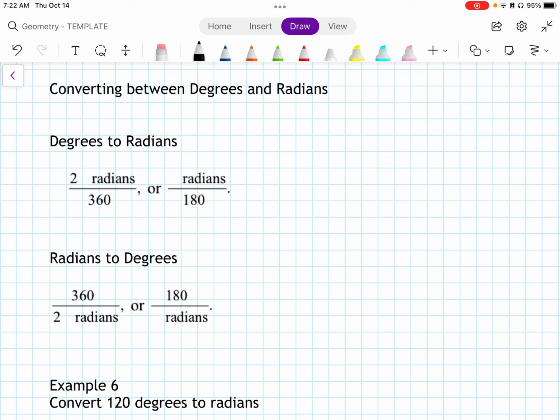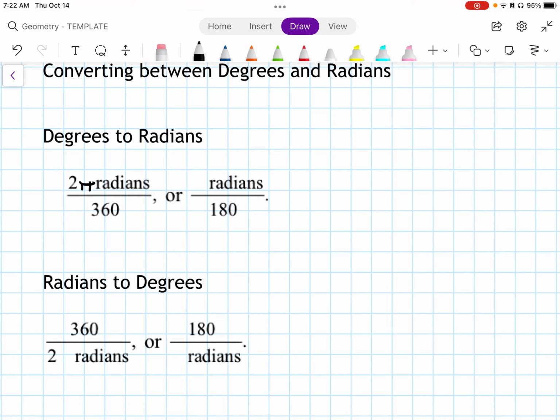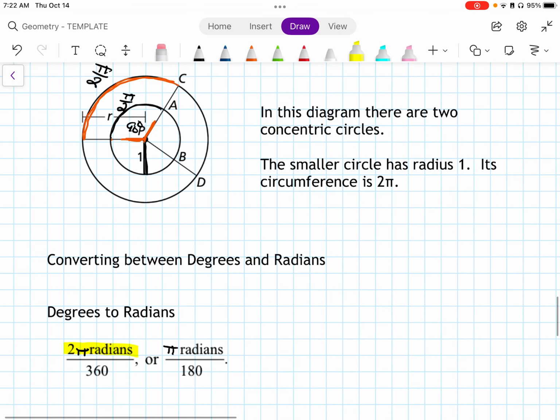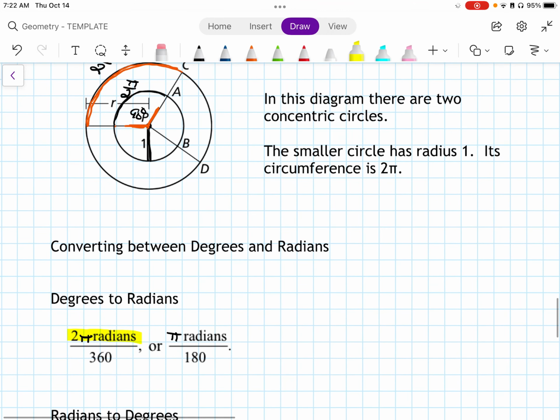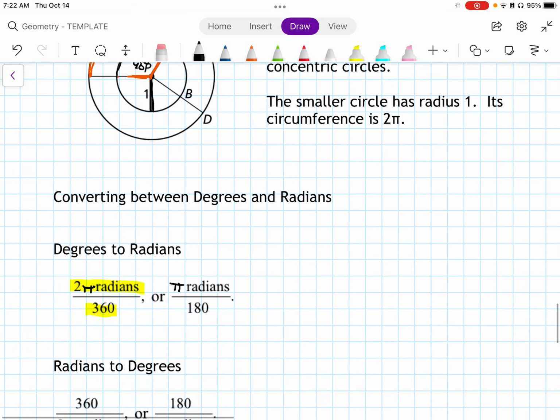Well, my formulas are gone. Hold on. Let me make sure that I'm getting these right. All right, that's what I thought. 2 pi radians, or 360 degrees, or pi radians over 180. So what are we saying here? We're saying the whole unit circle is 2 pi, right? Because that's the whole distance around. And the whole circle in degrees is 360. That's going to be our conversion factor. So if we have something in degrees, like 180 degrees, we could convert it into radians. And that's what our next couple examples are going to be.